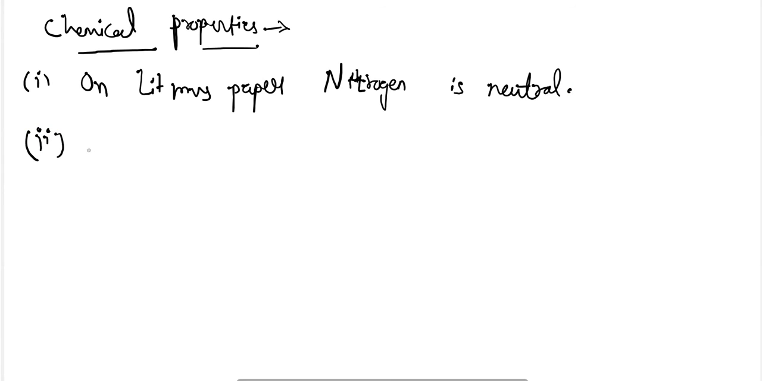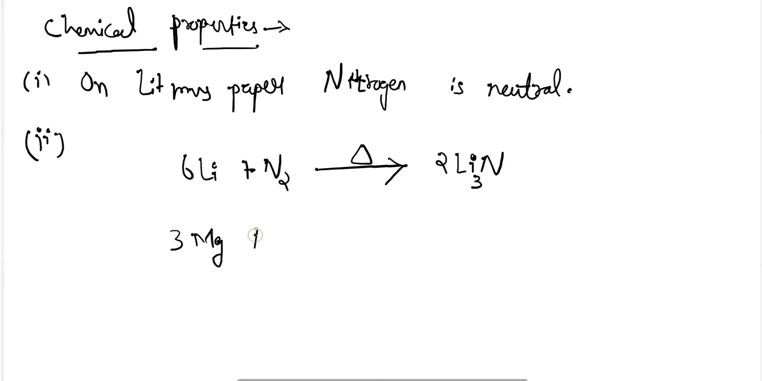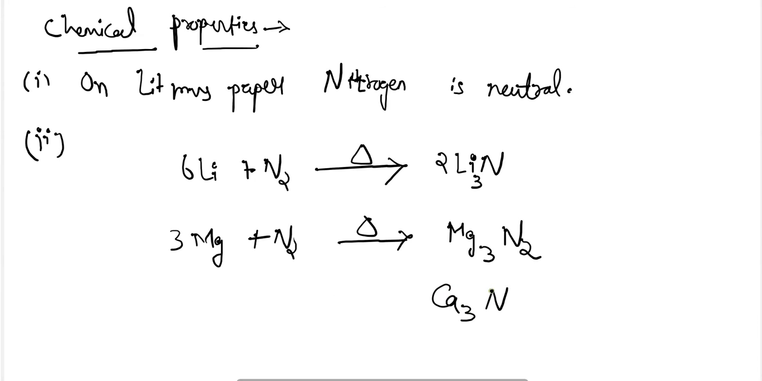Second, action with metals. When nitrogen is reacted with reactive metals, active metals such as the first group metals, lithium nitride will be found, Li3N. Similarly, when reacted with magnesium on heating, it will form Mg3N2, magnesium nitride. With calcium also it will form calcium nitride, that is Ca3N2.